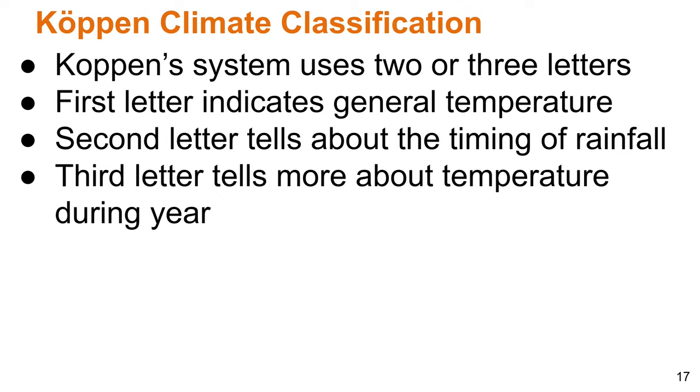So the Köppen system uses two or three letters. The first letter tells you the general temperature: every month is above 18 to be a tropical climate, every month is below 10 to be a polar climate, and to be a mesothermal, you have to have 3 months of summer and the winter has to be above freezing. The second letter tells you about the timing of the rainfall. And then the third letter tells you more about the temperature during the year.